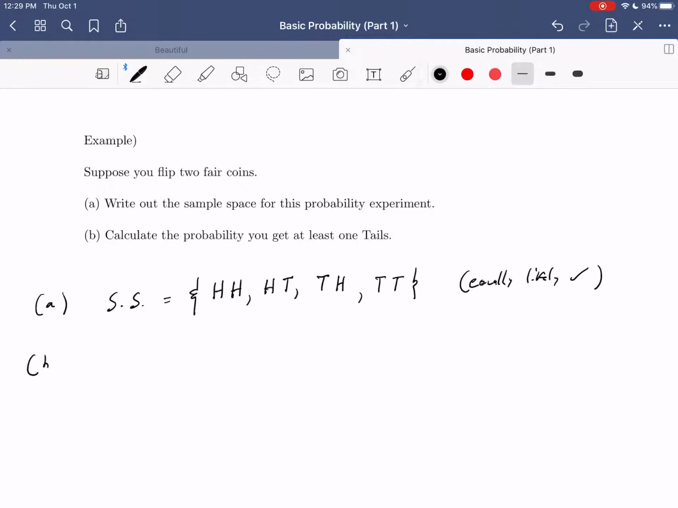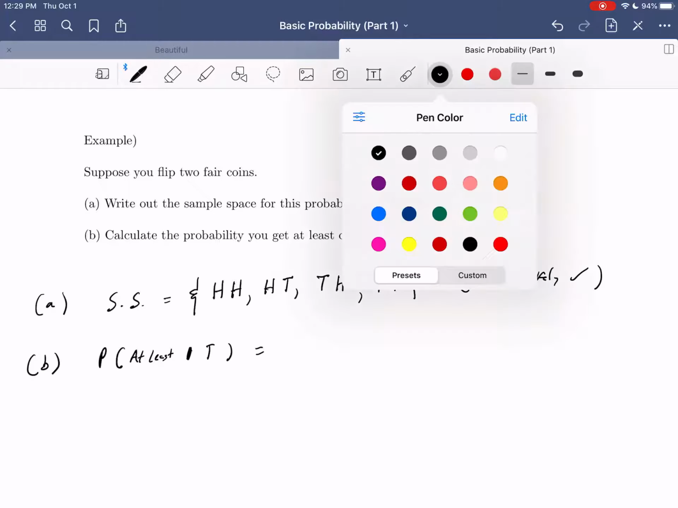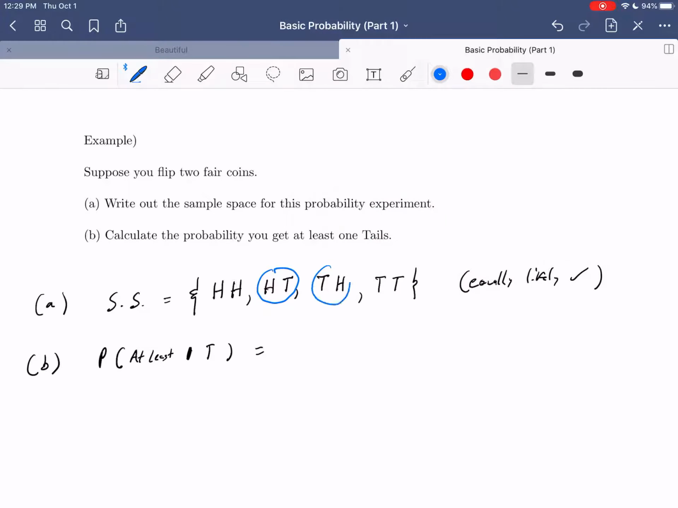All right, so then for B, to calculate the probability that we get at least 1 tail, so at least 1 tails, how would we do that? Well, we'd go up here and we'd find all of the outcomes that have at least 1 tails. So that would be, if we want to mark that, this guy here, and this guy here. These both have only 1 tails. This has 2, but all 3 of those satisfy getting at least 1 tails. So our numerator would be 3 possible outcomes out of the total amount in the sample space, which would be 4. And we could then write that as a decimal, 0.75, or as a percentage, 75%.